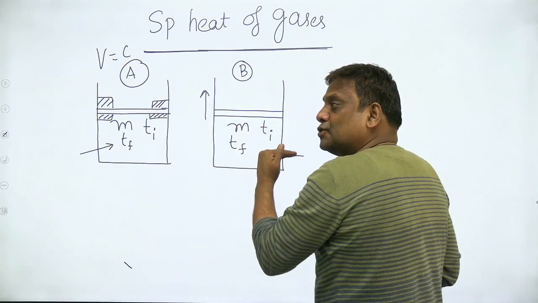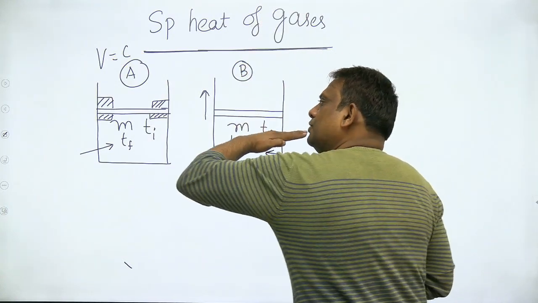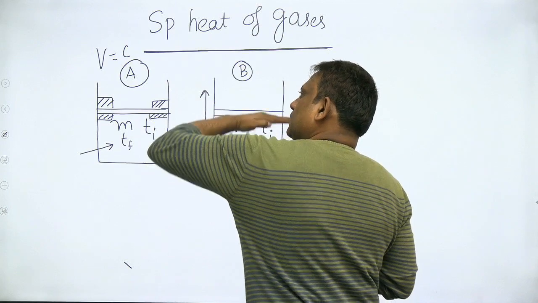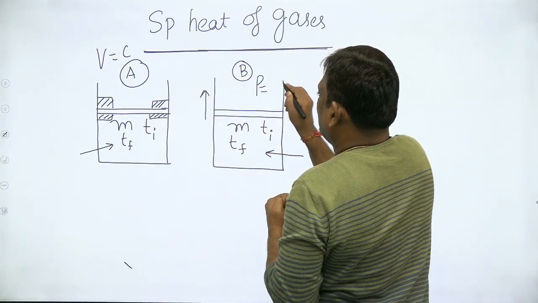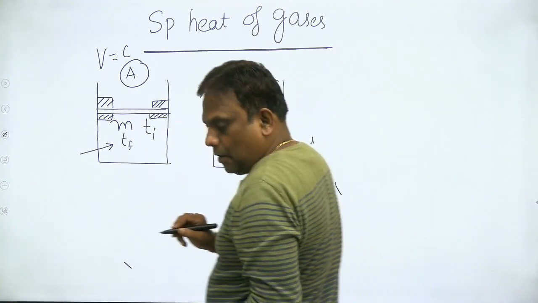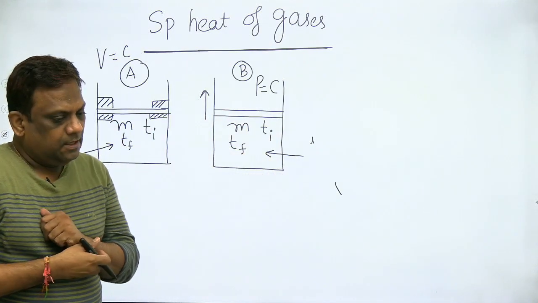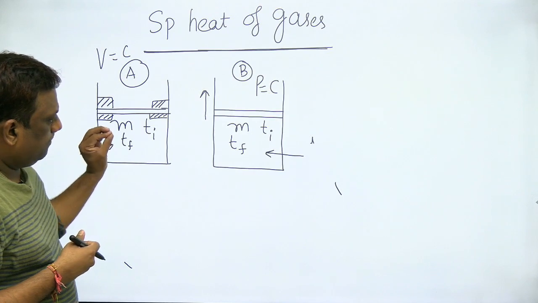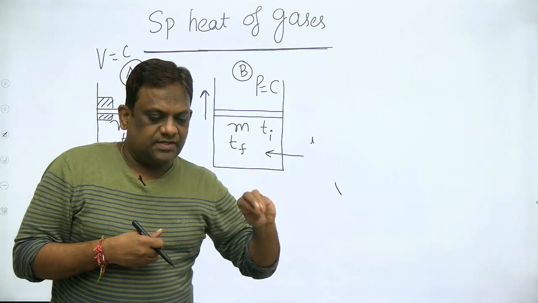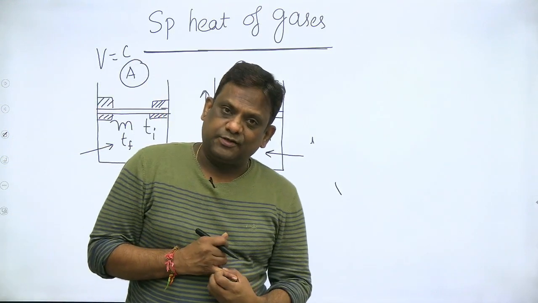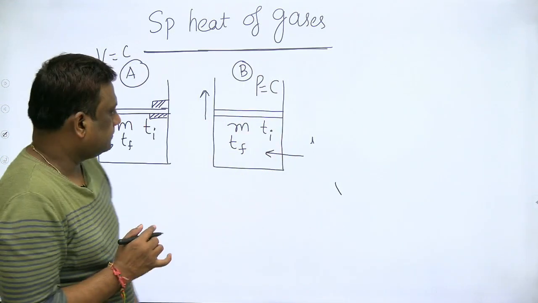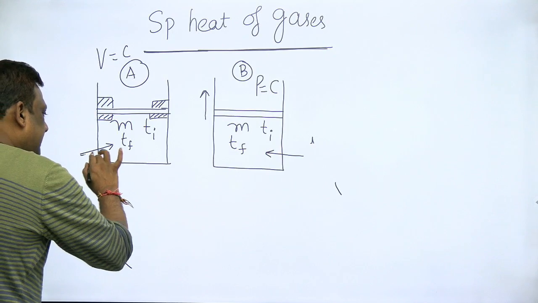And here the piston is not moving fast. It is moving at a uniform velocity. So it is undergoing constant pressure process. So one is undergoing constant volume and the other is undergoing constant pressure process. Absolutely. No problem at all. Please dhyan se suno. Let us supply heat here.